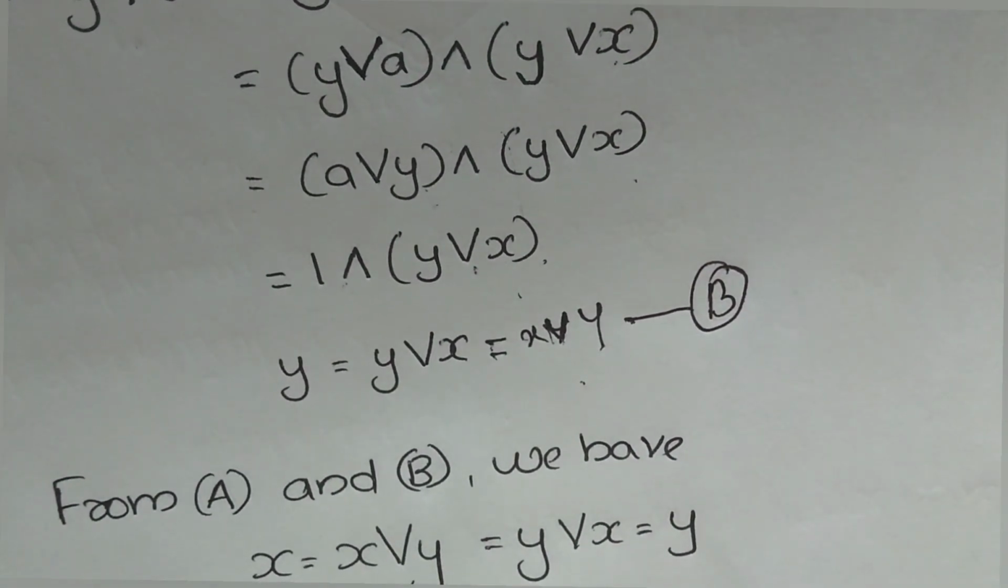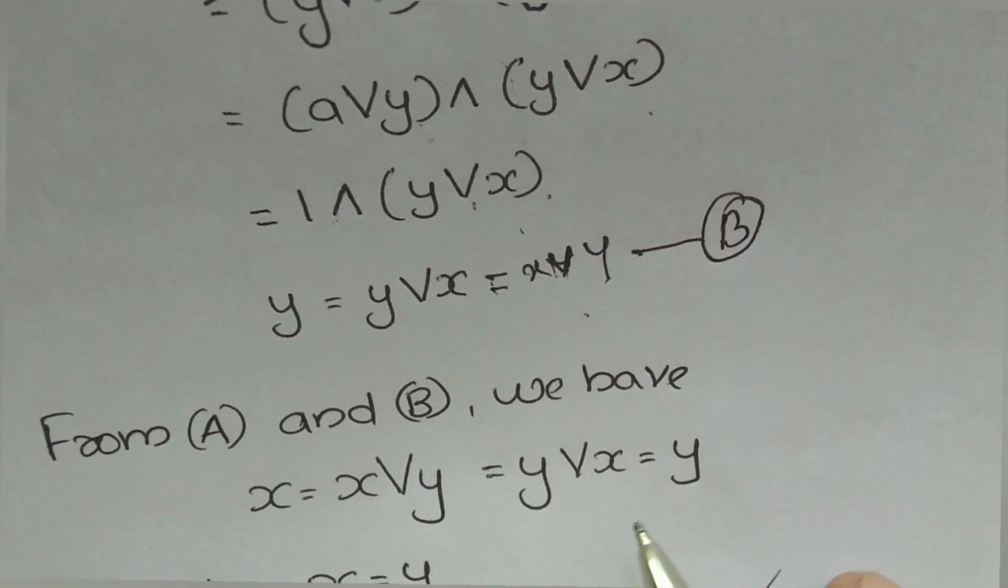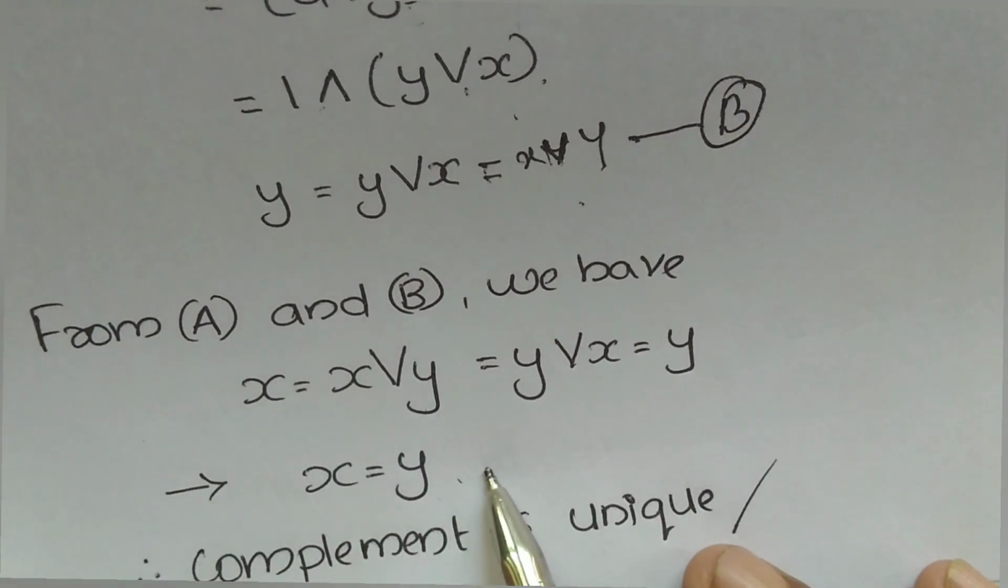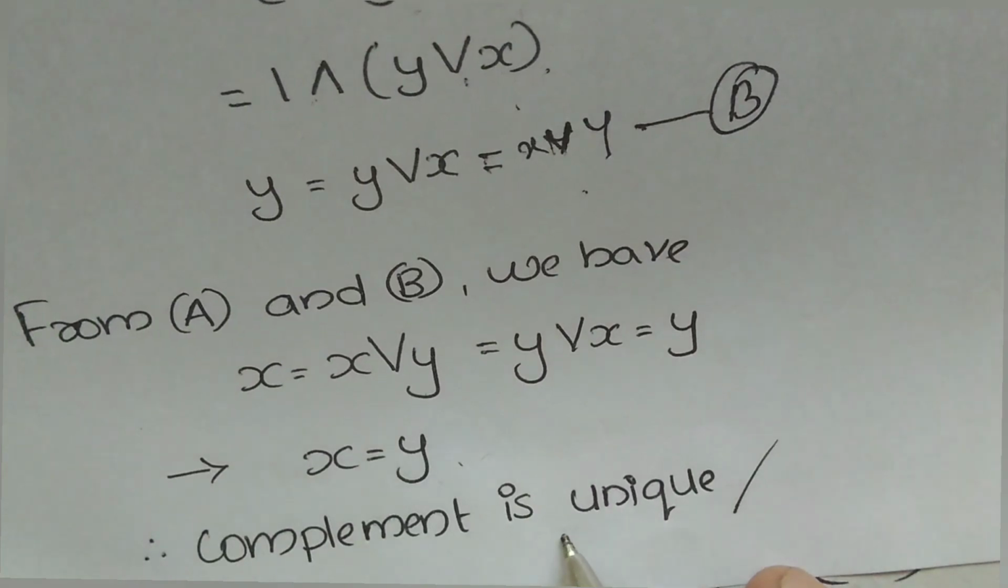From A and B, X is equal to X or Y, which is equal to Y or X, which is equal to Y. Finally, we conclude that X is equal to Y. Hence, the complement of every element of L is unique. That's the theorem.